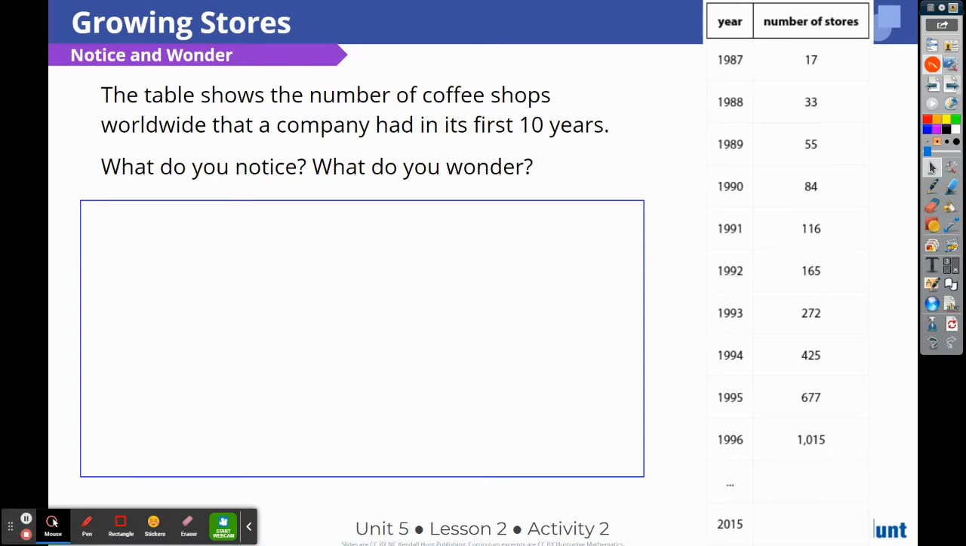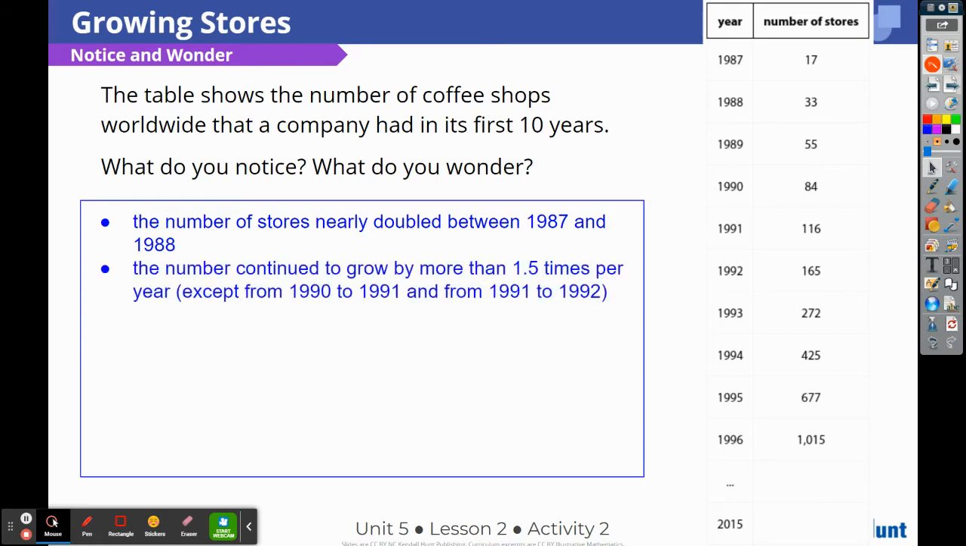All right, things that you might notice is that the number of stores nearly doubled between 87 and 88. The number continued to grow, and it wasn't doubling anymore, but it was a little more than 1.5 times from most years except for between 90 and 92. They added close to 1,000 stores in 10 years.